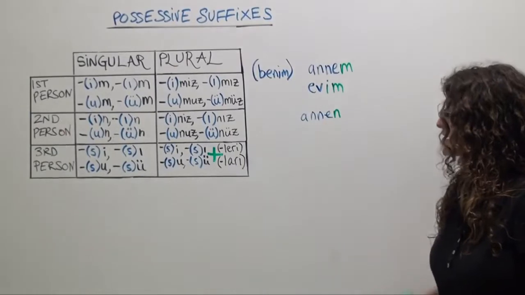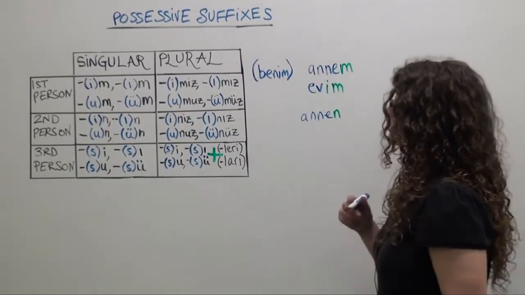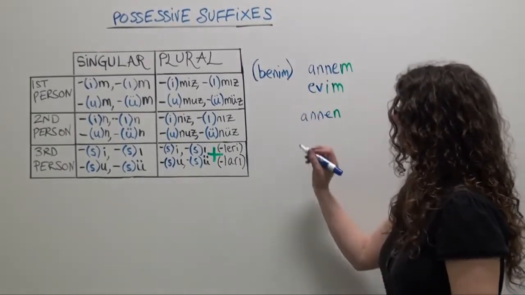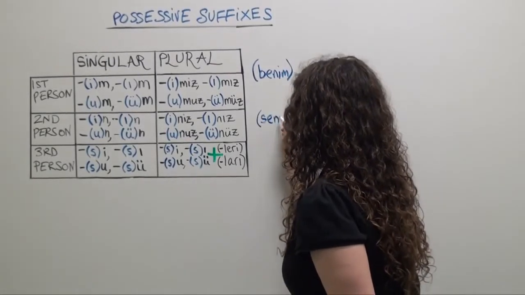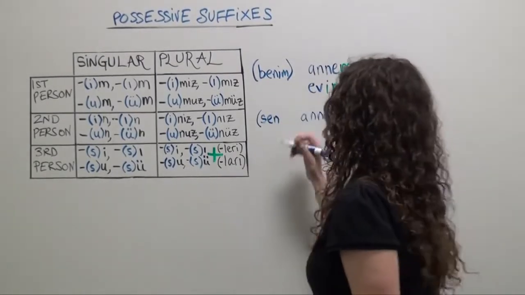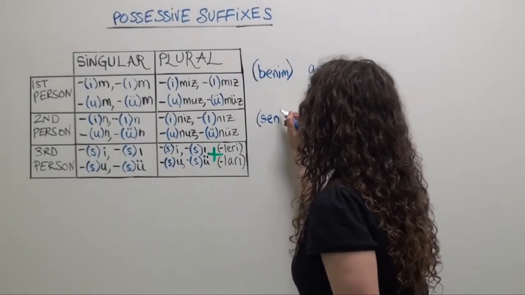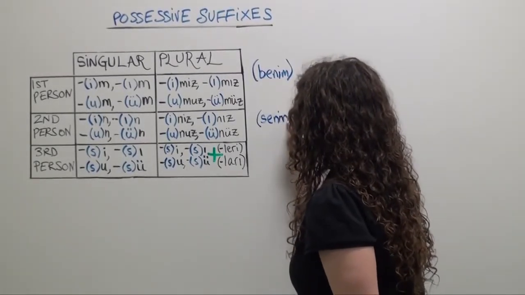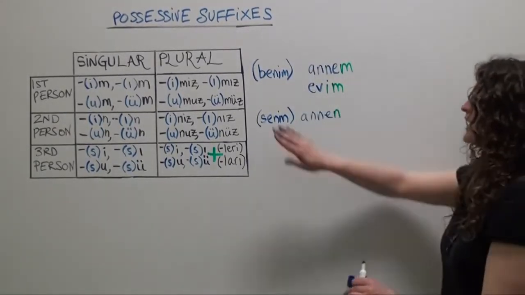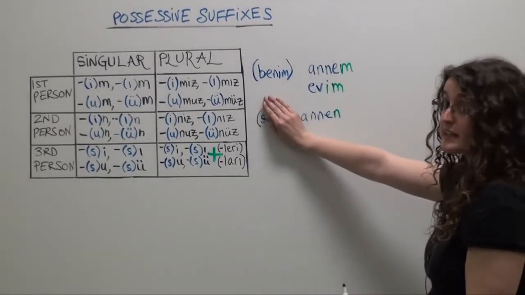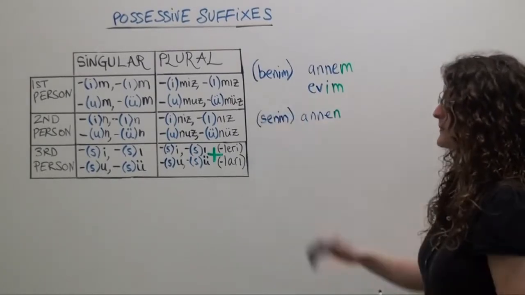If you want to stress that it's your mother, you have the option, as we did with benim, of adding the personal pronoun in the genitive. So sen means you, singular, or you informal in Turkish. So senin annen, your mother. But again, just annen already carries the meaning of your mother.